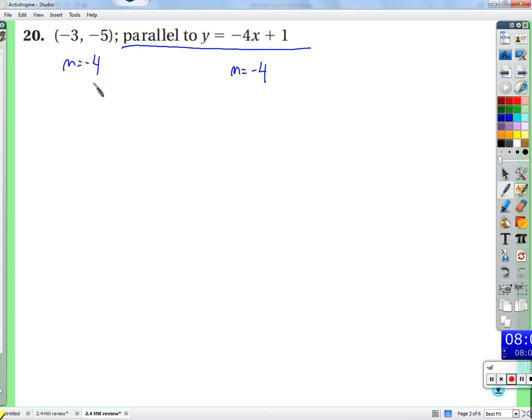So we got a point, we got a slope, and now we can go for it. We can write the equation of this line. We could do that one of two ways. We could do the point-slope form, which I will do, and we can do the slope-intercept form and solve for b and plug b back in. I'll use the point-slope form. So that's y minus y1 equals m times x minus x1.